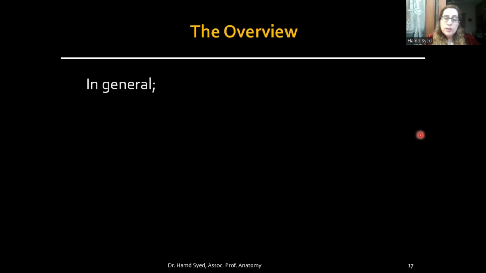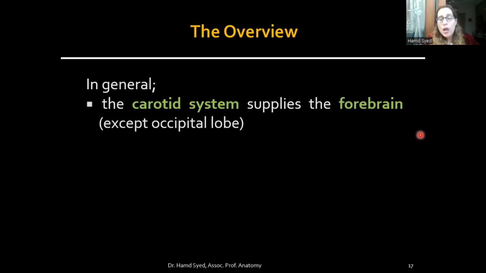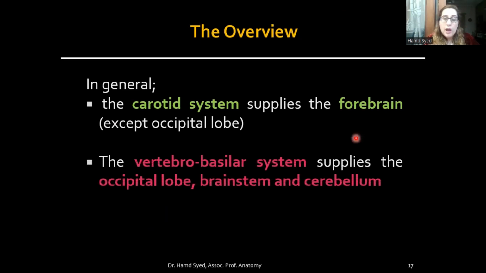So, summarizing the blood flow to the brain, what do you have to remember? This is a very important point that you have to remember: the carotid system supplies the anterior part of the cerebrum, that is the forebrain, except the occipital lobe. Whereas the occipital lobe, the brain stem, and the cerebellum are the parts which are supplied by the vertebro-basilar system.